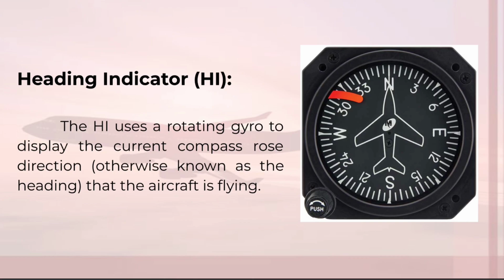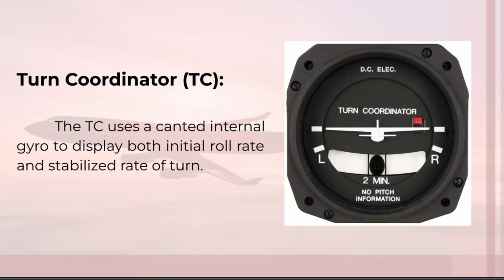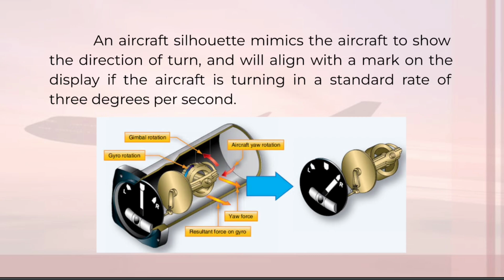Turn coordinator. The turn coordinator uses a canted internal gyro to display both initial roll rate and stabilized rate of turn. An aircraft silhouette mimics the aircraft to show the direction of turn and will align with the mark on the display if the aircraft is turning at a standard rate of 3 degrees per second. Note that the turn coordinator is not meant to indicate a bank angle, just rate and direction of turn.